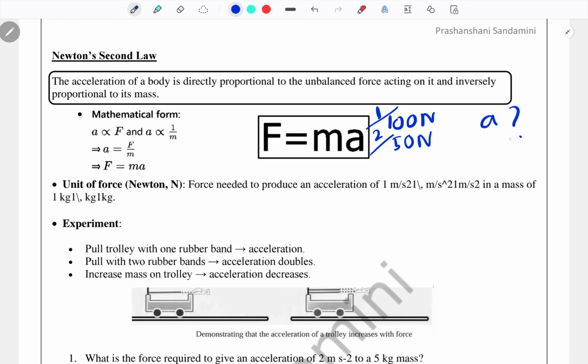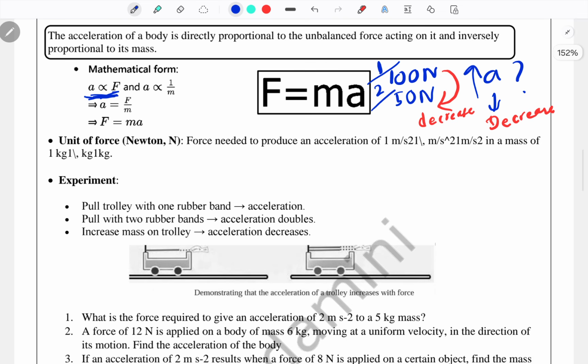Whether the acceleration will increase or decrease. As we know, acceleration is directly proportional to force. Now what happened? 100 Newton became 50. That means decrease, right? Force is decreasing. So what happened to the acceleration? Acceleration is also decreasing. In the second example, think 450 Newton at the first instant.